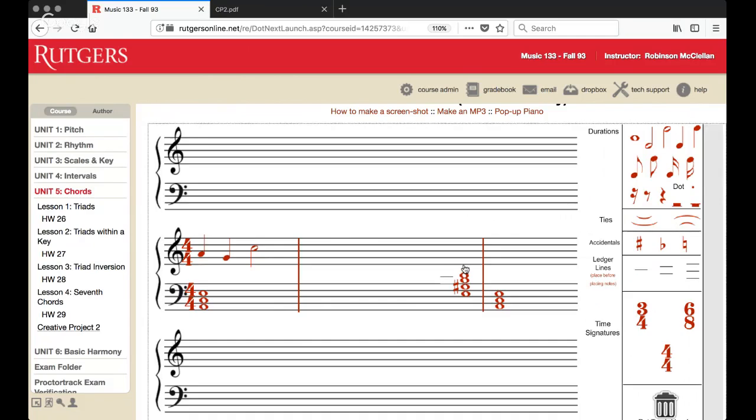So I hate to leave my messy little thing here. Anyway, just imagine this ledger line was right over here in between those 2 notes.